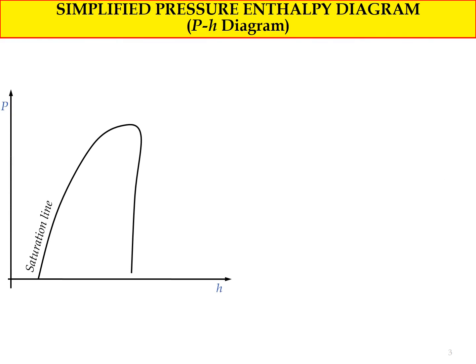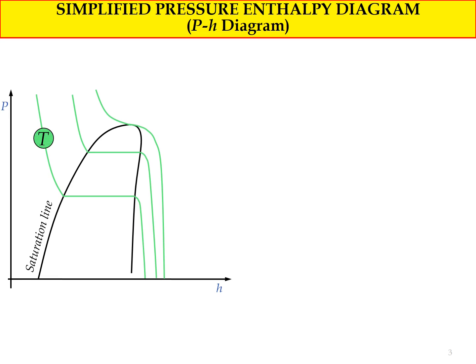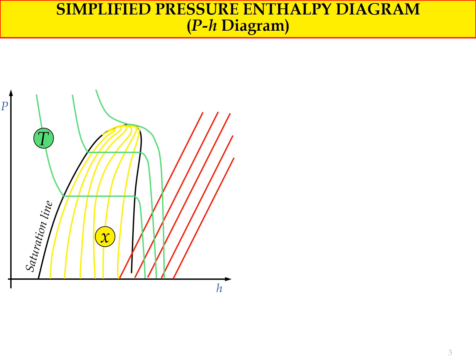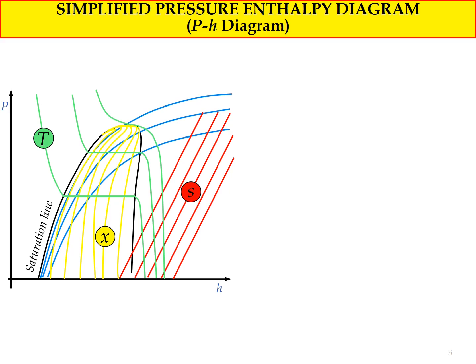Simplified pressure enthalpy diagram. If we draw the simplified pressure enthalpy diagram, we will have this kind of simple pH diagram. First we have the saturation line, then the constant temperature line, constant quality line, constant entropy line, and the last one, constant density line.